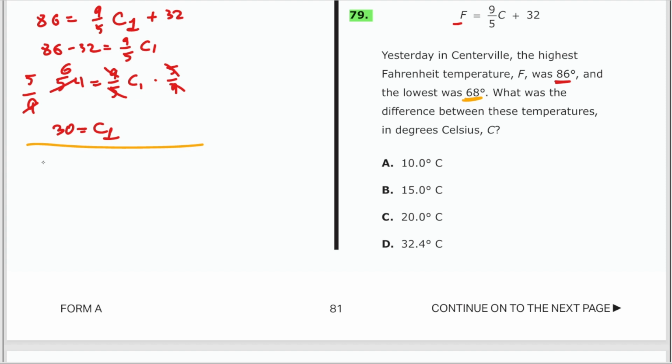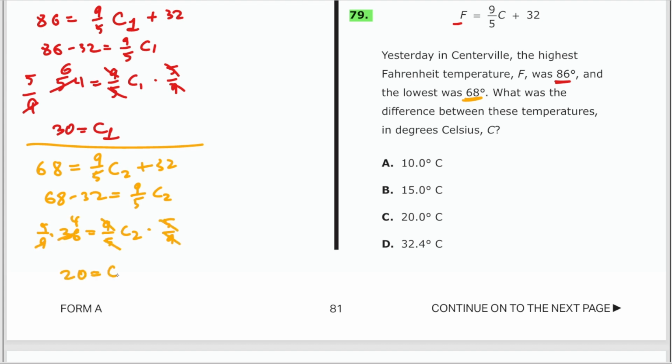So 68 is equal to 9/5 C2, right? Plus 32. So subtract 32 from both sides. You get 9/5 C2, which is equal to 36. Then you multiply both sides by 5/9. So this gets cancelled. Now we have 4, right? So it's just 20 is equal to C2.